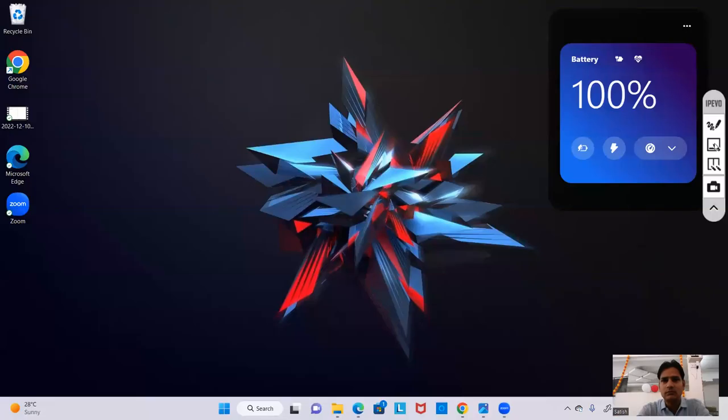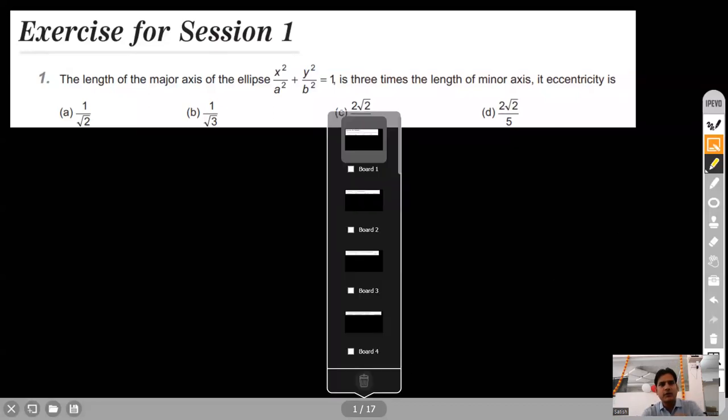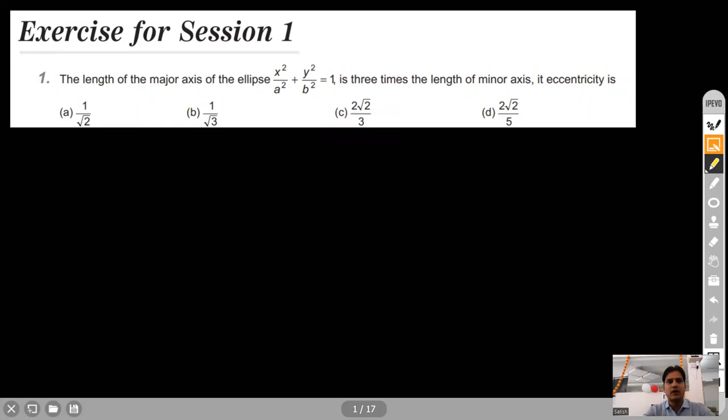So we were discussing conic sections and we have covered our circles and parabola, right? So today we will start the next conic, that is ellipse. So without wasting any time, let's start. So yeah, this is exercise one of our ellipse chapter. Okay, so here comes the first question.